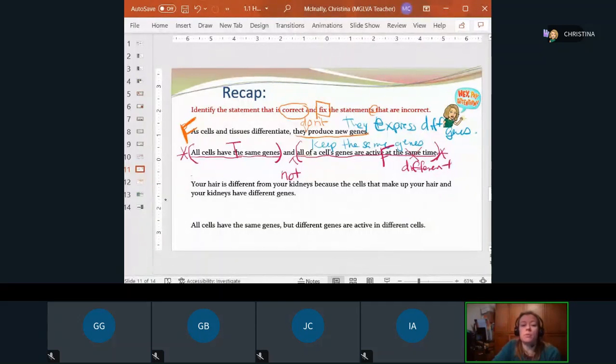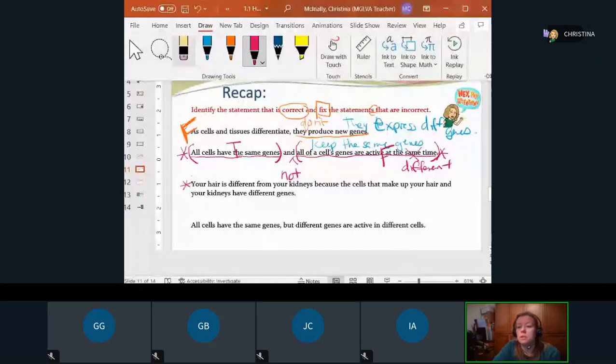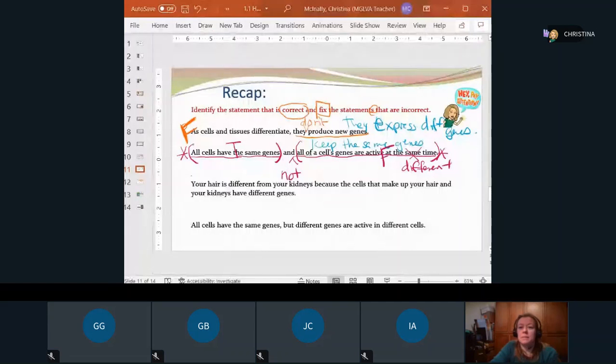Your hair. Okay. Oh, sorry. Who was going to read this one for us? Jacob. Thank you. Your hair is different from your kidneys because the cells that make up your hair and kidneys have different genes. True or false? Got 1 vote, 2 votes. Should I do a poll again? I know. Sorry. I don't even know if you can see me. Let's do a poll. True or false?